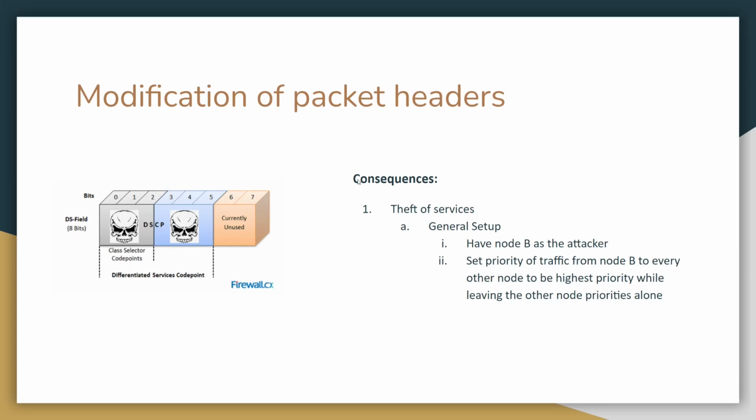For our second attack, we have modification of packet headers, which focuses only on changing the packet headers of the attacker traffic. The consequences of this one involve just a simple theft of services, and its setup is fairly simple too. We have node B as the attacker, and we'd set the priority of traffic from node B to every other node in the network to be highest priority while not touching the other priorities of other nodes.